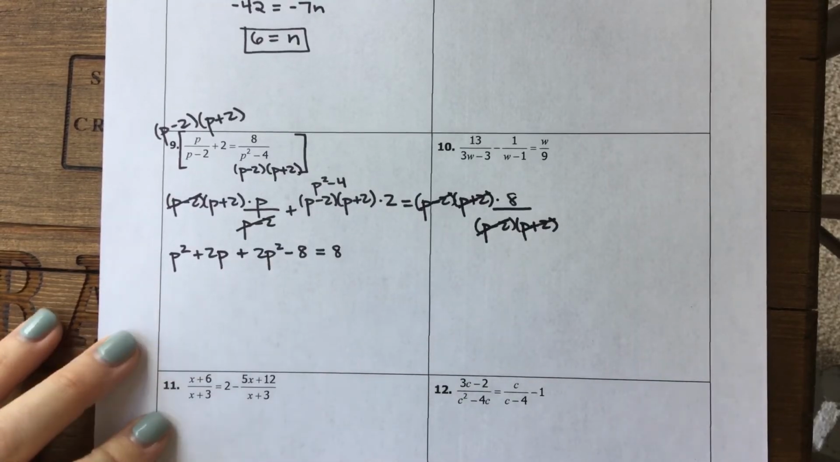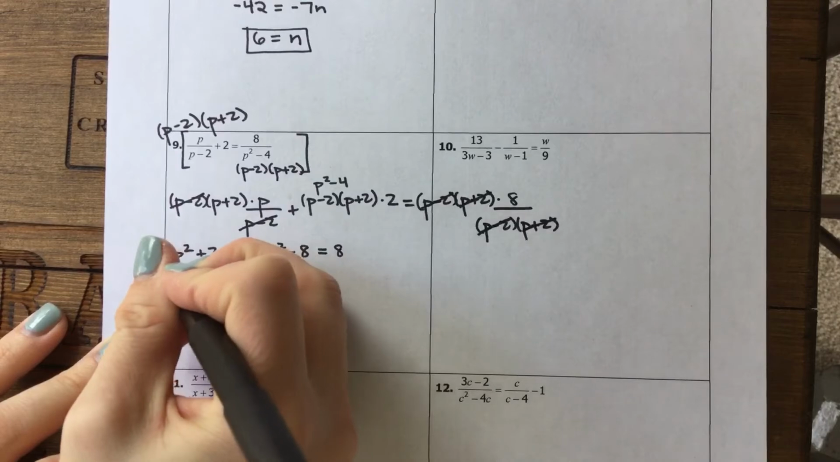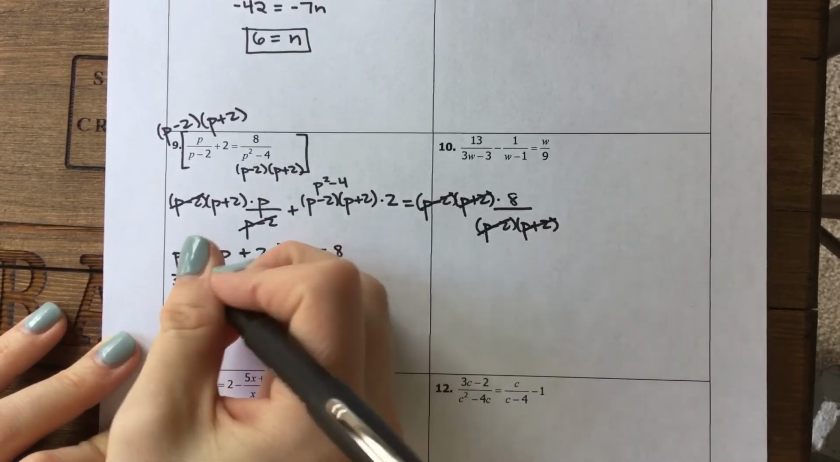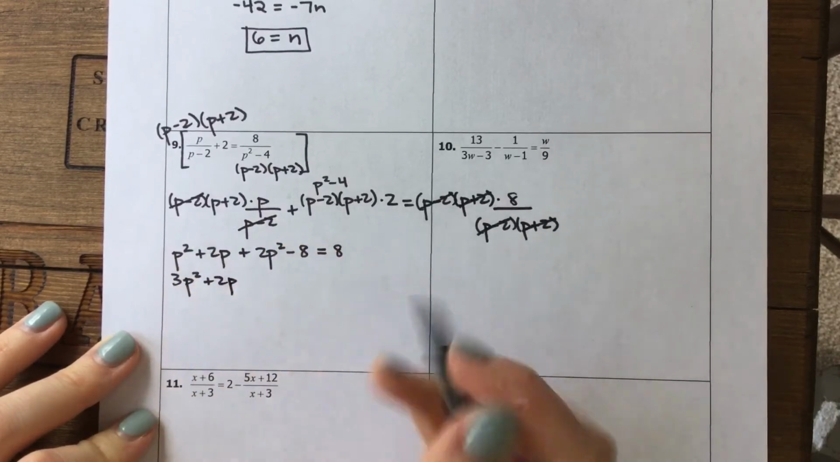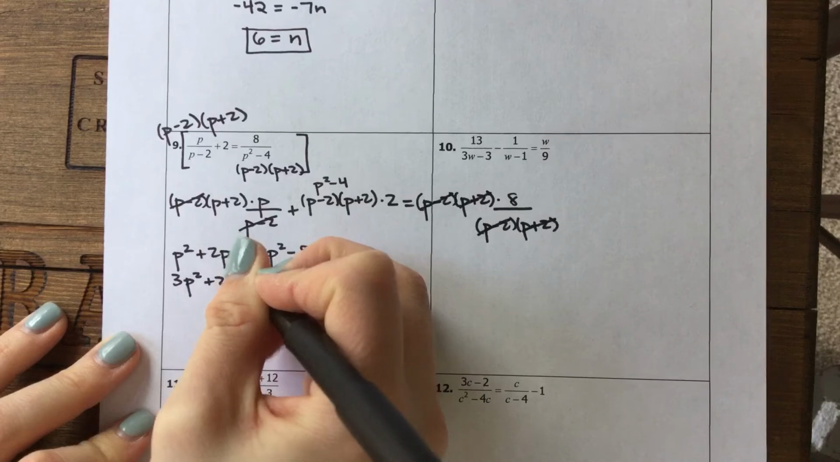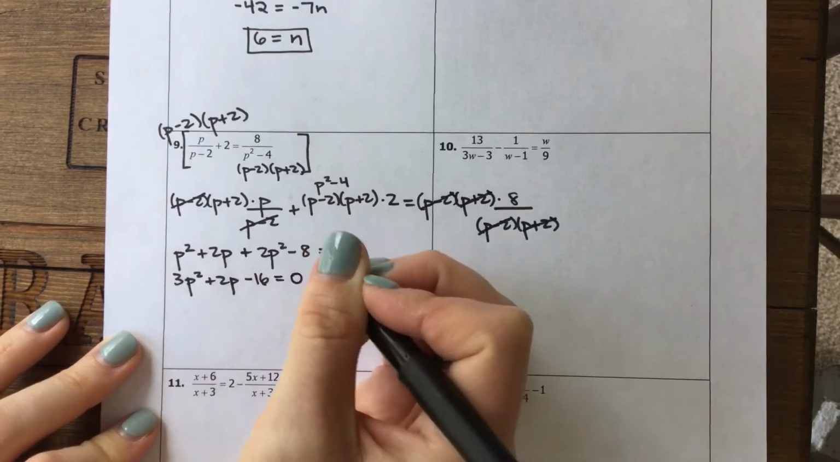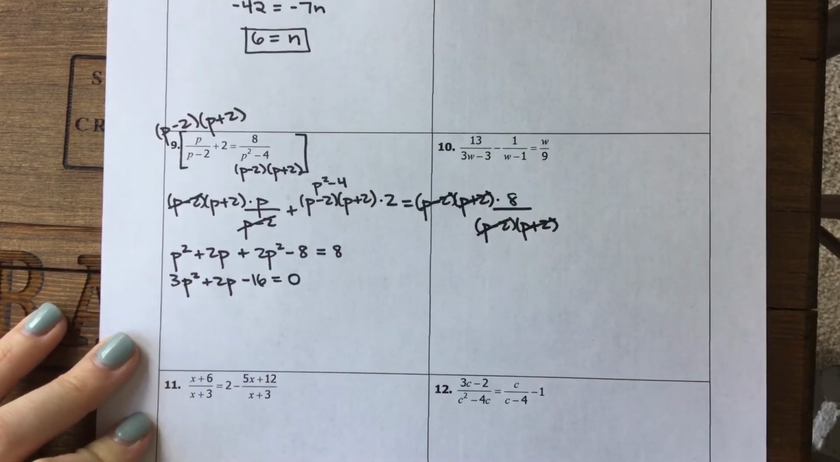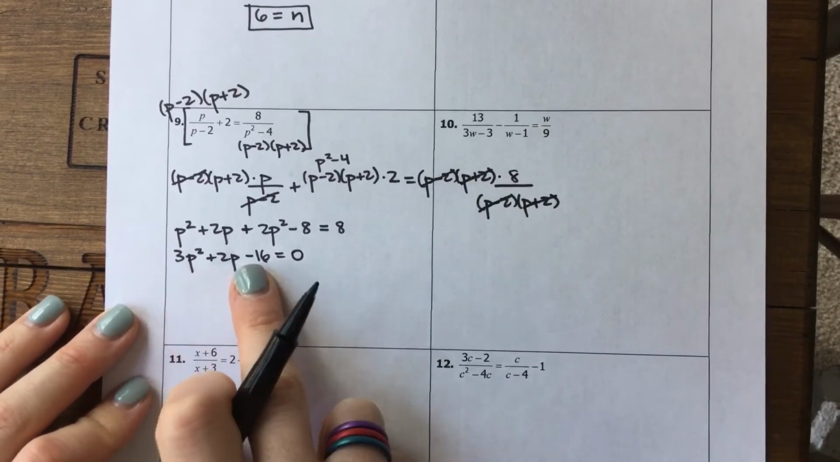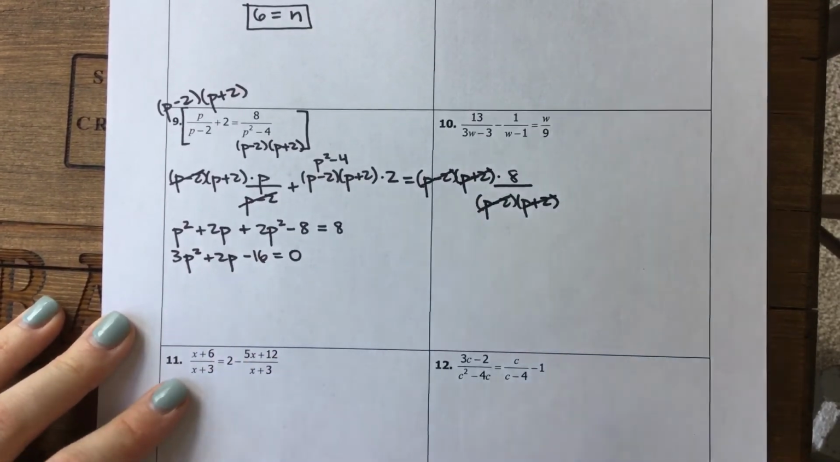So let's get everything on one side. So p squared, 2p squared, that's 3p squared. 2p and then nothing else, so that's just a 2p. And then subtract my 8 over to the left. So negative 8 minus 8 would be a negative 16. So now everything's on one side of the equation. So this is a 3 that does not divide out, so that means I have to do slide and divide.